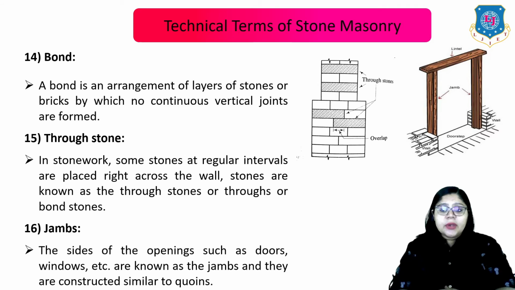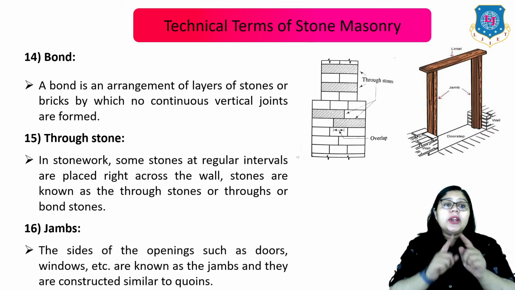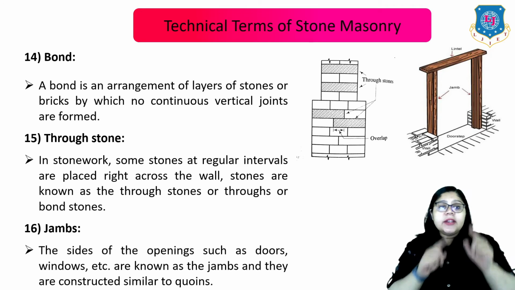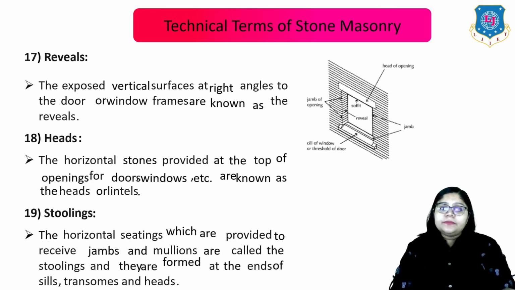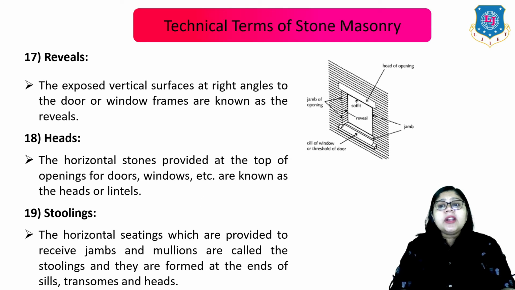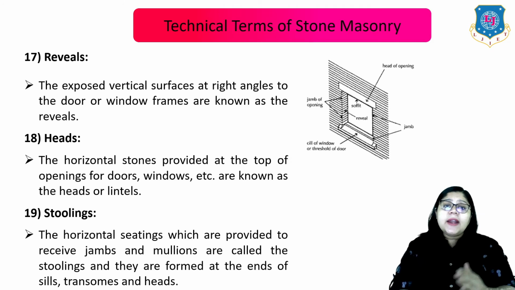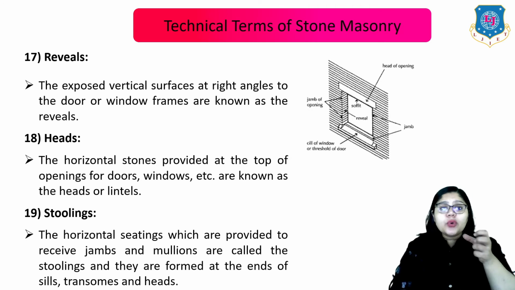Next is the jambs. The sides of openings such as doors and windows are known as the jambs, and they are constructed similar to the queens, as shown in this figure, where a door frame is there and that is known as the jamb. 17th is the reveals. The exposed vertical surface at right angles to the door or window frames is known as the reveal. Here in this image you can see the exposed surface which is known as the reveal.